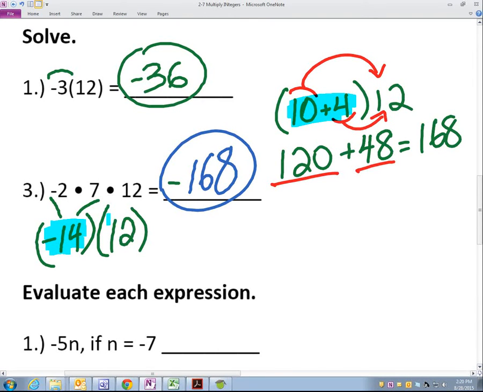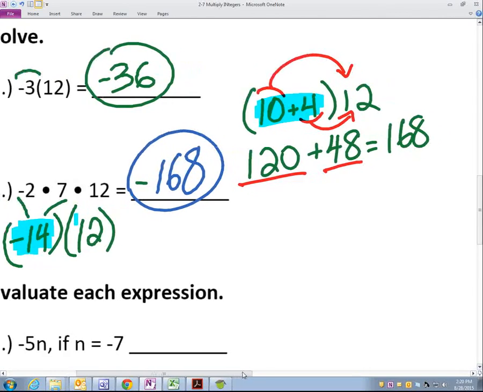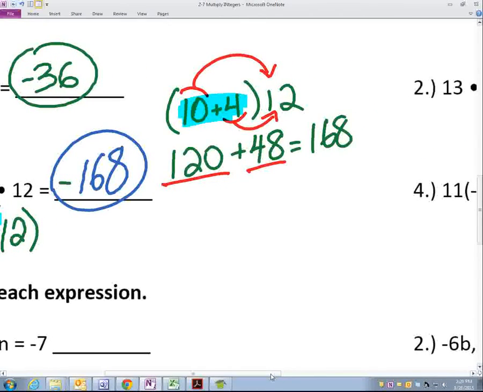Wait, do we have to do the distributive property, or could we just do regular multiplication? That's fine. This way is much faster because I didn't need to write that down. I did all that in my head, and I believe that you could do that as well. So then we're going to go over to 2 and 4. Everybody get that?